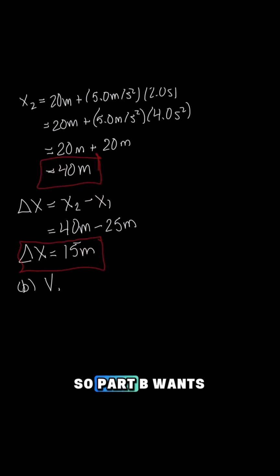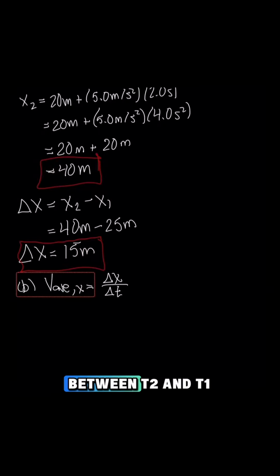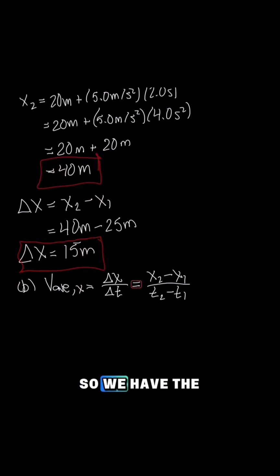All right, so this is part 2, looking at instantaneous velocity and average velocity word problem. So just to recap, this problem gives an equation for a cheetah's position moving to the right from 1 to 2 seconds. So part B wants us to find the average velocity between T2 and T1. So we have the average velocity formula right here, and we just need to remember that T2 equals 2 seconds and T1 equals 1 second.